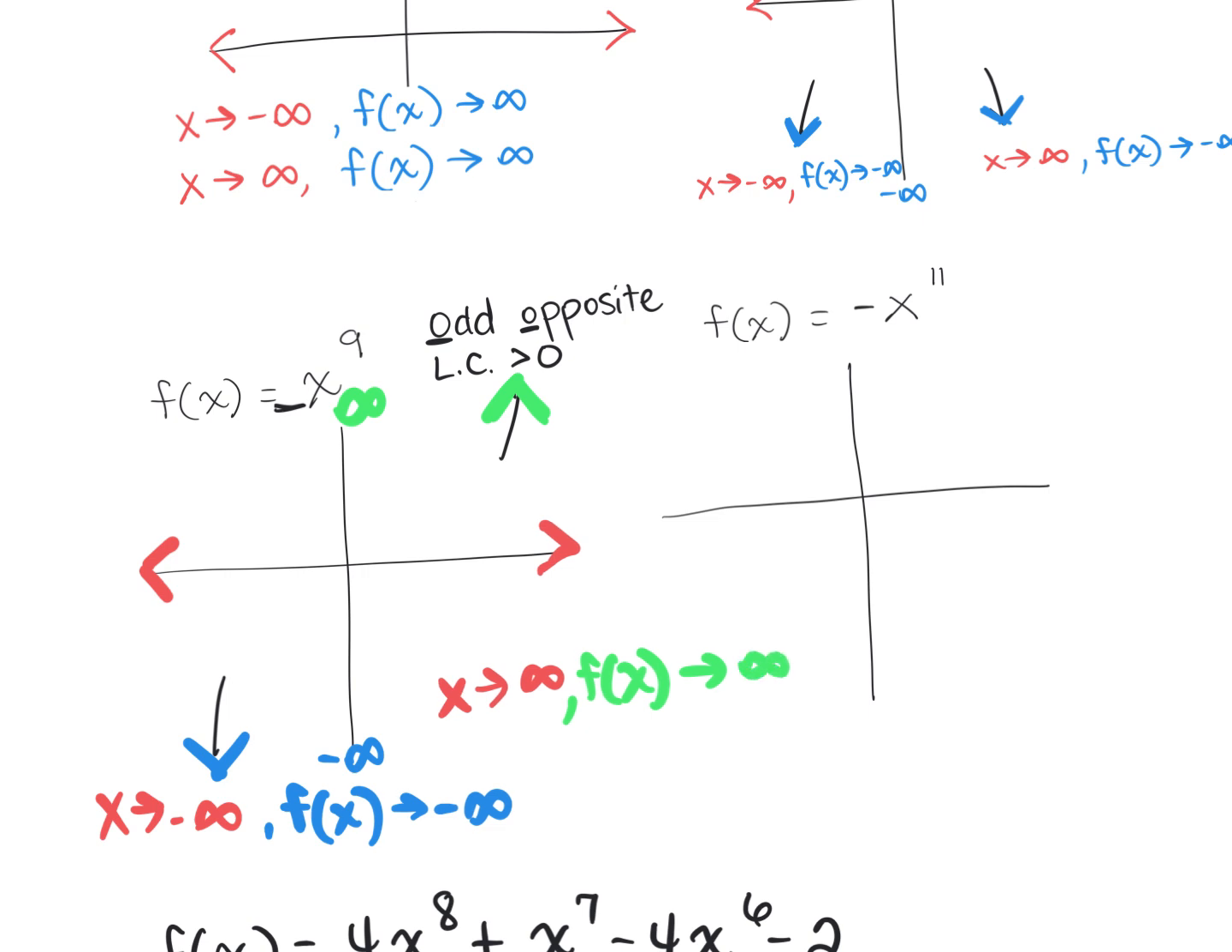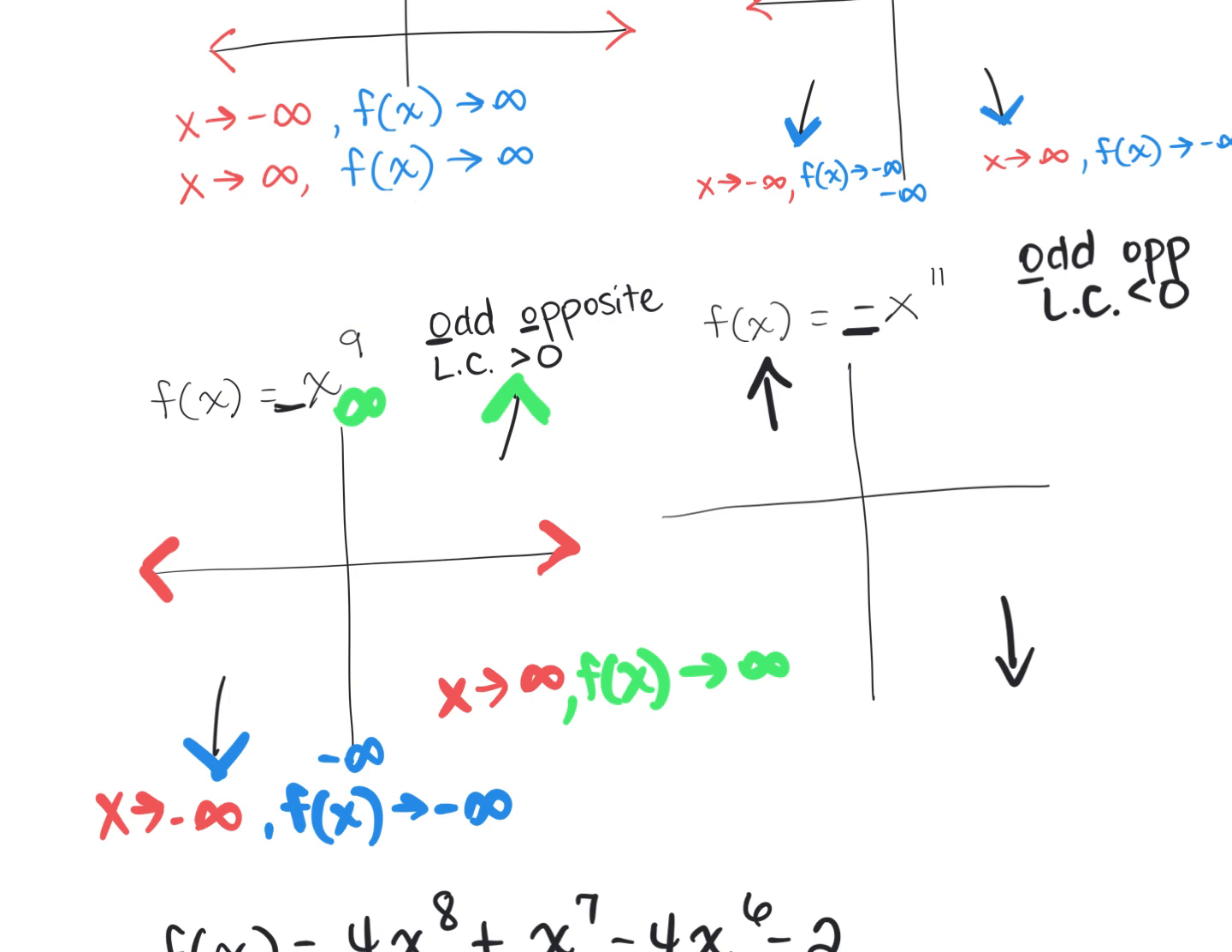And then last but not least, over here we have the negative x to the 11th. So again we have odd, so O, opposite. These are going to go in opposite directions. And since this leading coefficient is negative this time, think of this as a reflection of x cubed. So it would go here and here.